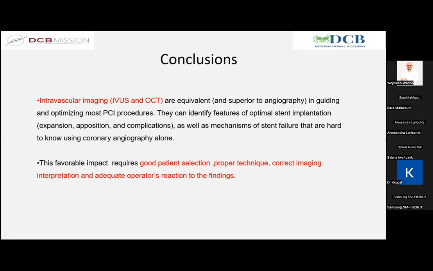So to conclude, intravascular imaging, IVUS and OCT, are equivalent and superior to angiography in guiding and optimizing most PCI procedures. They carry 5 features of optimal stent implantation, expansion, apposition, and further complications, as well as the mechanism of stent failure that are hard to know using coronary angiography alone. This favorable impact requires good patient selection, proper technique, correct imaging interpretation, and adequate operators' reaction to the findings. And thank you.